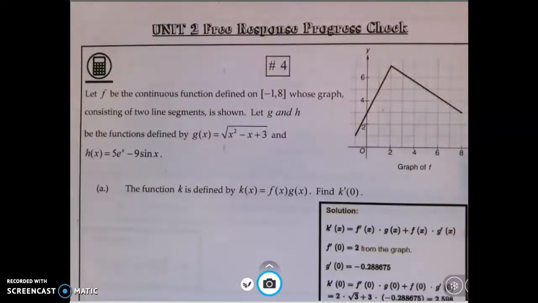Okay, Unit 2, free response, numbers 4, 5, and 6. These are derivative problems, so be aware of product rule, quotient rule, and such.